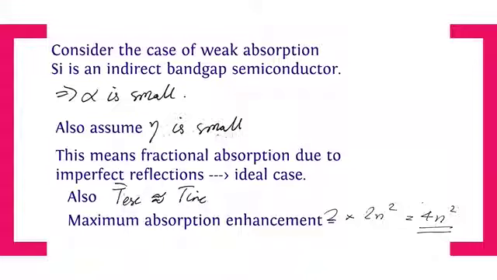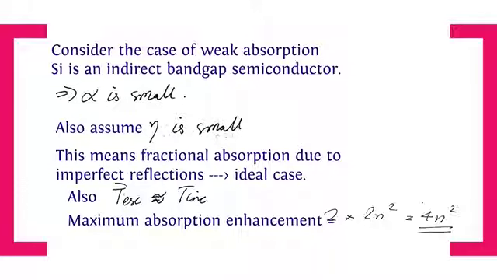Okay, so now let's throw in some numbers. Consider the case of weak absorption. Silicon is an indirect bandgap semiconductor, which many of you know who have taken the 3200 class, which basically means alpha is small typically. Unless you're close to the bandgap, then alpha can become large. So this assumption breaks down, but not so important for us. So alpha is small. We're going to assume eta is small, as I said before. This means that the fractional absorption due to imperfect reflections is small.